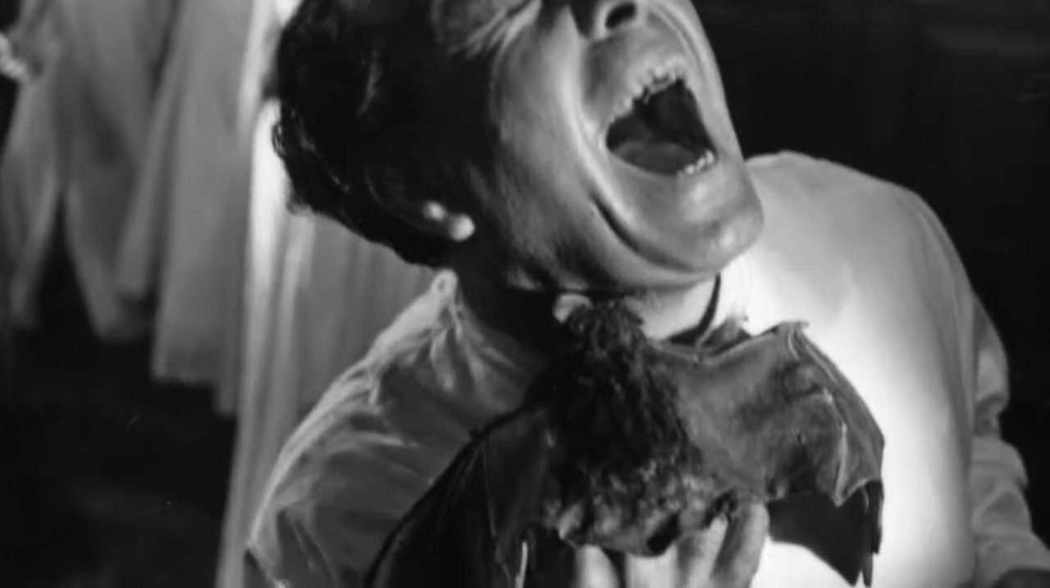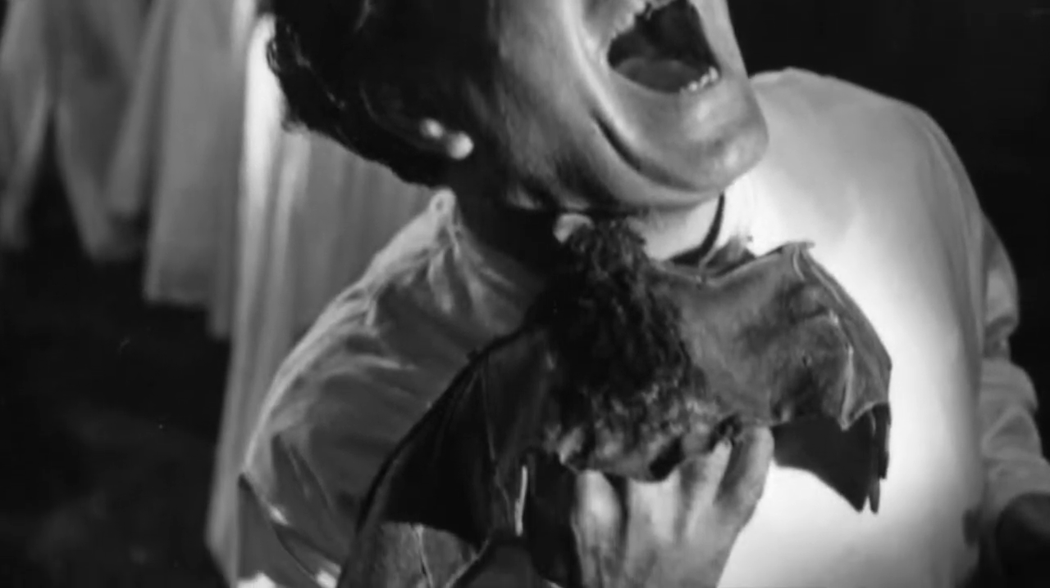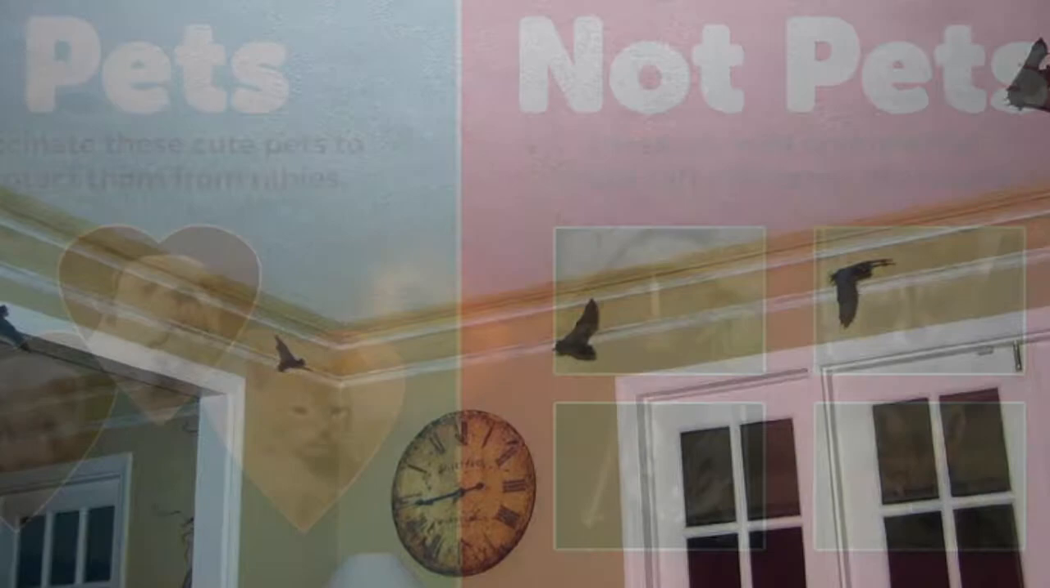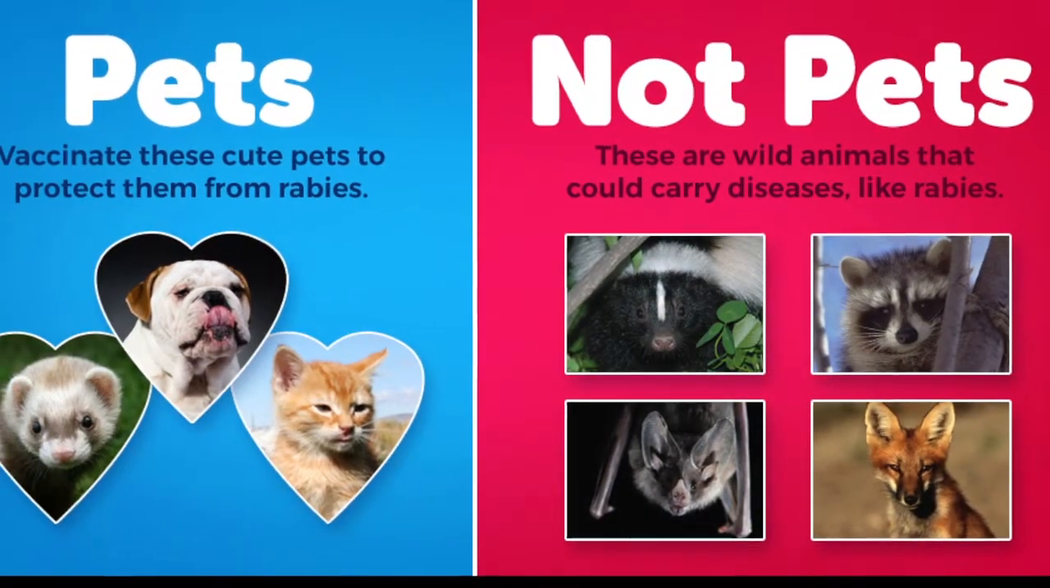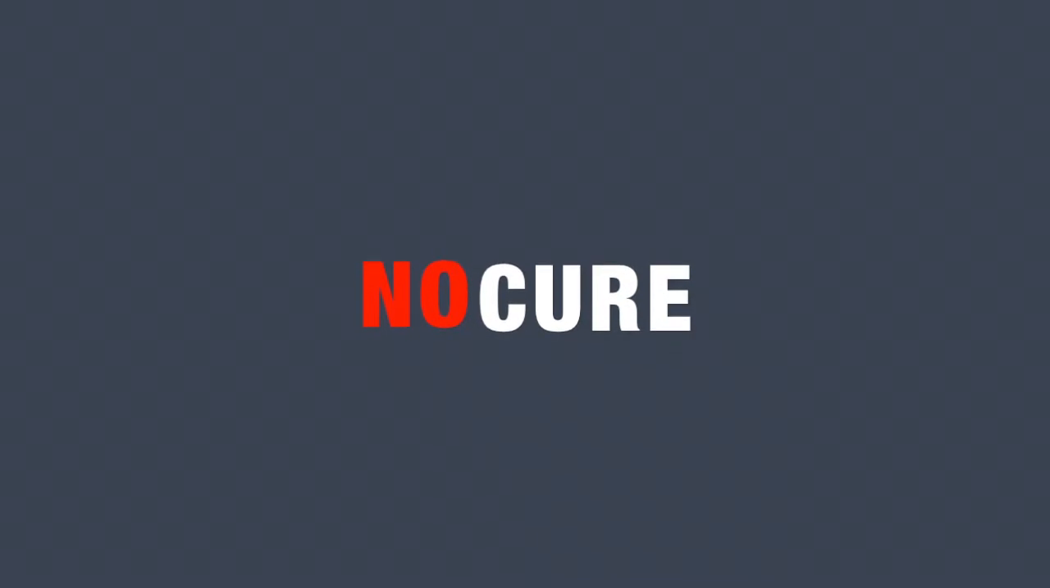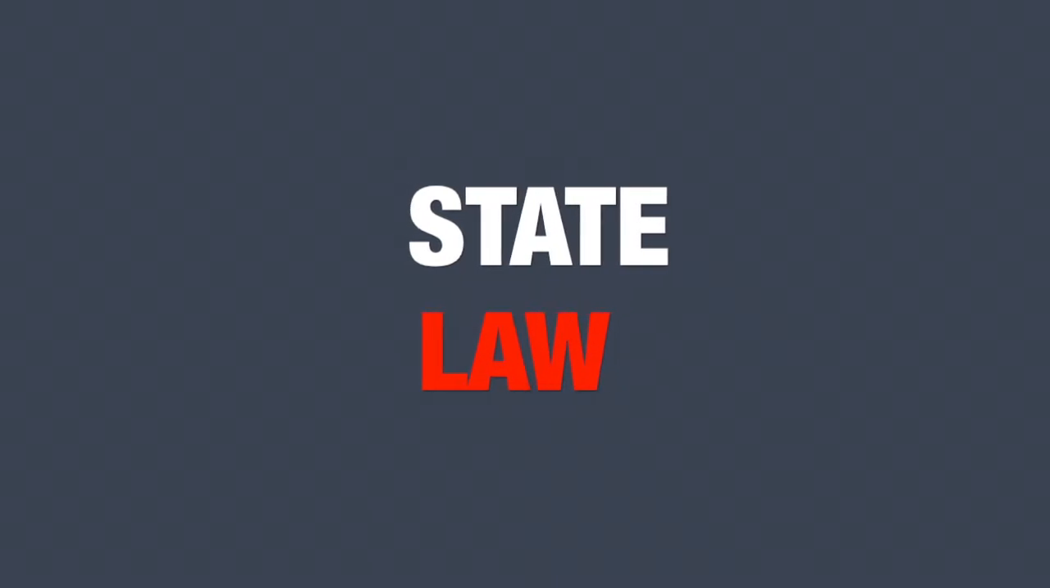Ideally, this includes bats in direct contact with people and those found in rooms with sleeping or otherwise unaware persons. Wildlife should never be kept as pets. If your cat or dog contracts rabies, he cannot be cured. In most states, dogs and cats are required by law to be vaccinated against rabies.